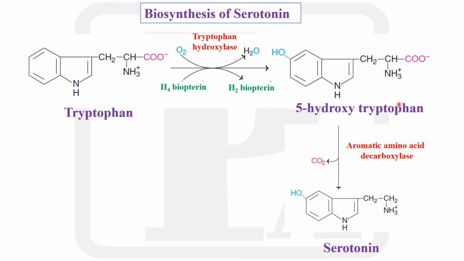This is an aromatic amino acid, and here we are using the enzyme aromatic amino acid decarboxylase. So there is decarboxylation, that is, removal of the carbon dioxide group. This carbon dioxide molecule is removed. That's why we get serotonin, just by the removal of carbon dioxide.